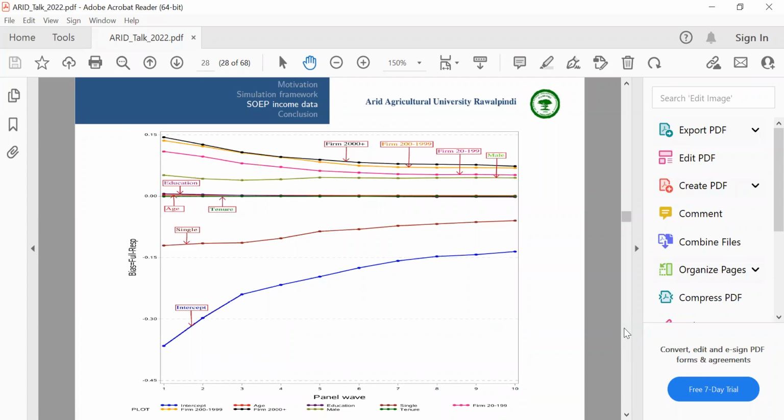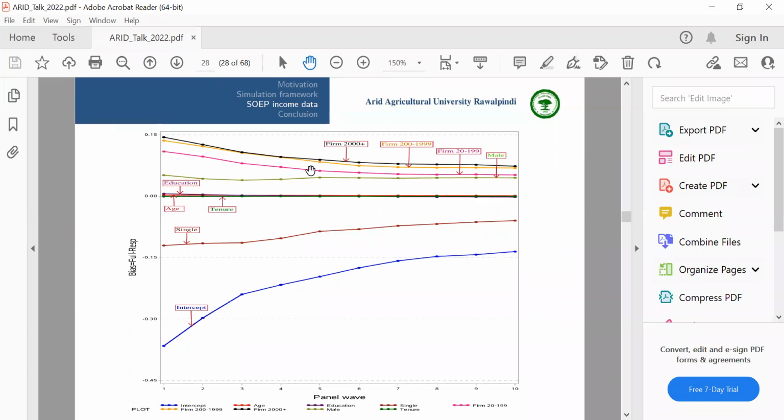Similarly, this is the cross-sectional OLS estimator, and you see the effect of the intercept is 35%, and it reduces step by step with the passage of panel waves. And you see the effect of single is something like 13%, and it reduces step by step, and then it remains stable after 6 waves, because those who are single become married, and then the distribution remains stable.